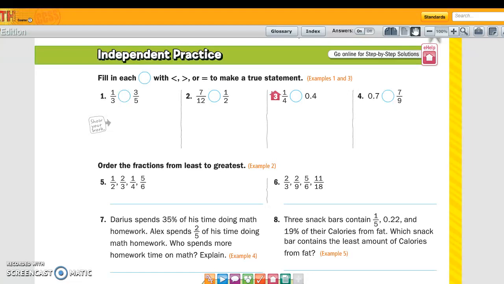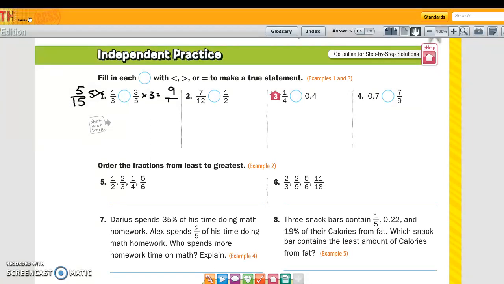You can either choose to rip this out and put it in your binder, or you can leave it in your book. So let's take a look at number 1. We're going to see if 1/3 is less than, greater than, or equal to 3/5. So we need to find a common denominator. I'm looking at the 3 and the 5, and I know that 15 is my common denominator. To get 3 to be 15, I'm going to multiply by 5 on top and bottom. And then to get 5 to be 15, I'm going to multiply by 3 on top and bottom.